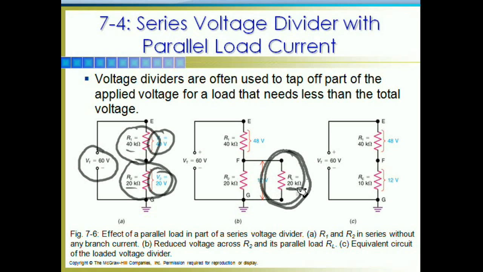In this case they put a 20 kiloohm load, which changed this equivalent resistance to a 10 kiloohm resistor. So all of a sudden, instead of having 60 kiloohms total load in the circuit, we have 50 kiloohms, which means the voltage drop is going to go up there. And instead of having 20 kiloohms, we're down to 10 kiloohms, which means our voltage drop across this section is going to change to 12 volts. And this becomes our equivalent circuit as soon as we hang a load on it.